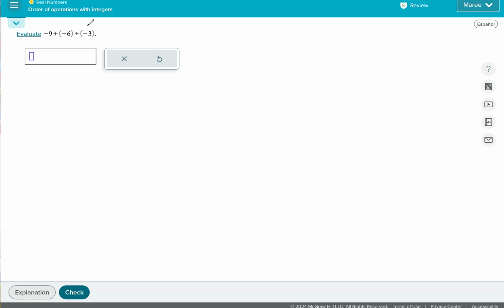In our order of operations, this is the order we go in. We want to do what's in parentheses first, exponents and roots second, multiplication and division left to right, whichever comes first, third, and then we do addition and subtraction last. Now, addition and subtraction, it's whatever comes first, and we go left to right. So in our problem here, we're going to want to do division first, and then we're going to want to add. So we keep our -9 plus.